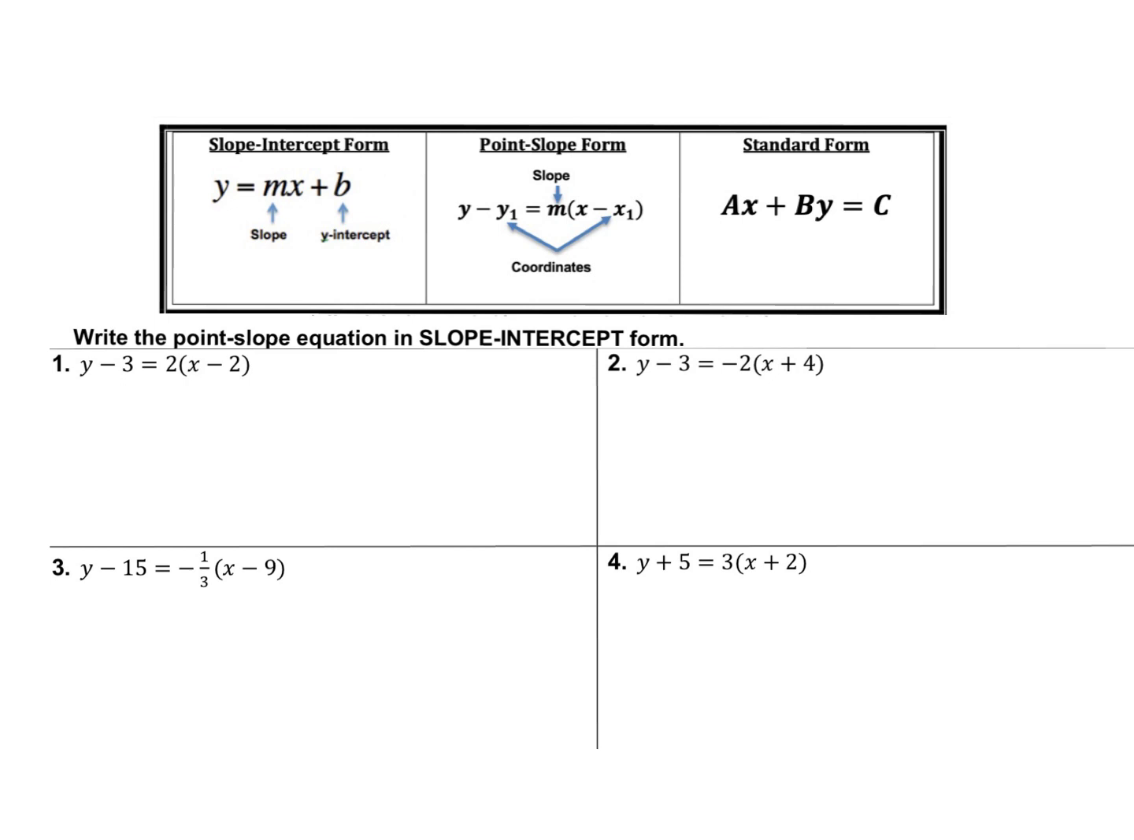In this next example, we're going to write the point-slope equation in slope-intercept form. Notice that these are the same point-slope equations that we had previously written from the point and the slope in the previous example. Now we're simply going to rearrange them so that they are in slope-intercept form. Remember that our slope-intercept form is y = mx + b. Basically, we're just going to solve for y.